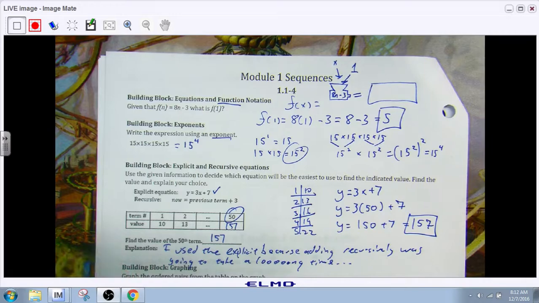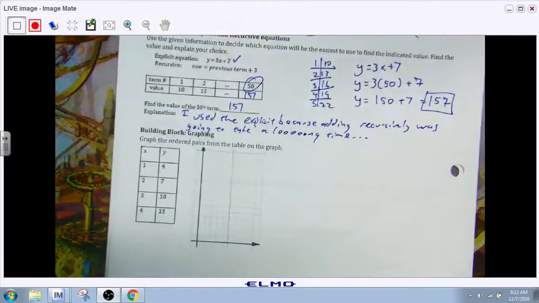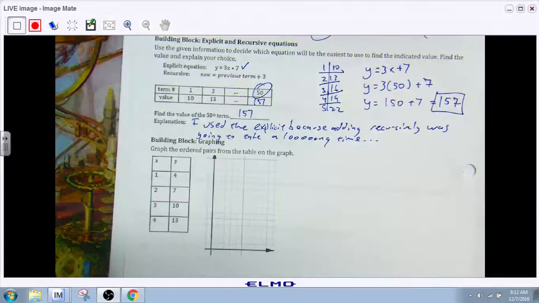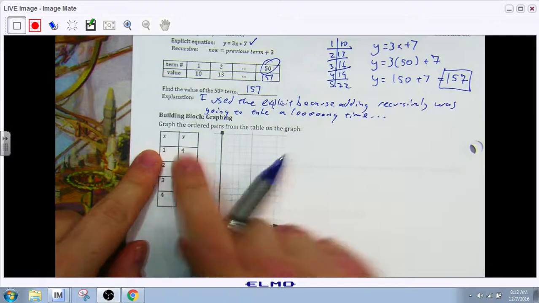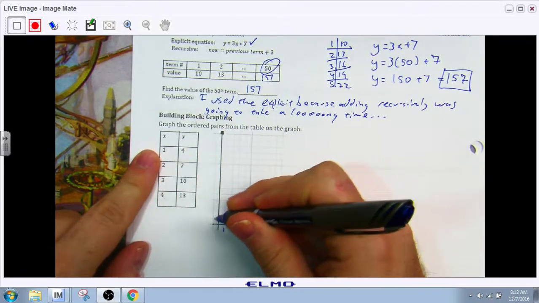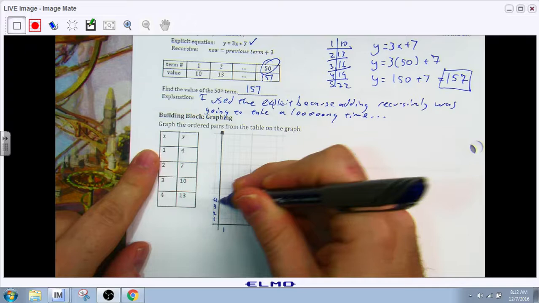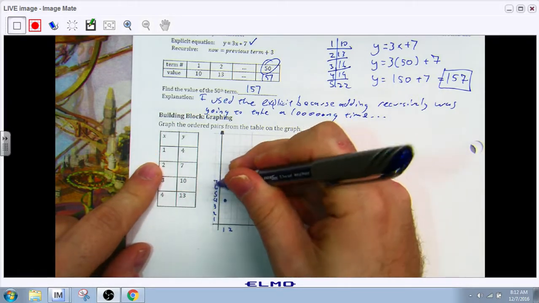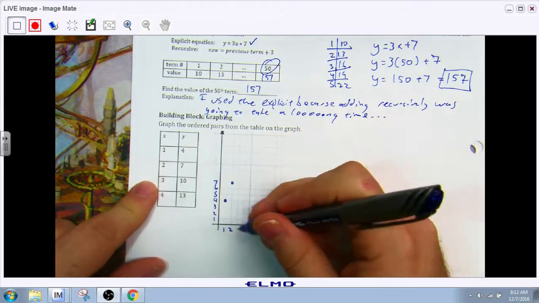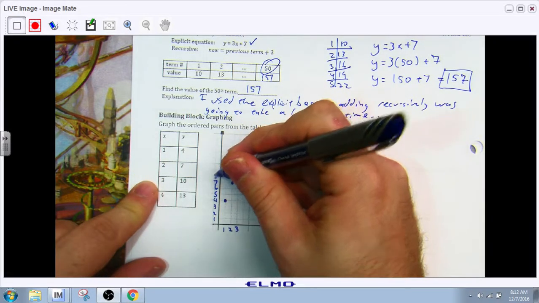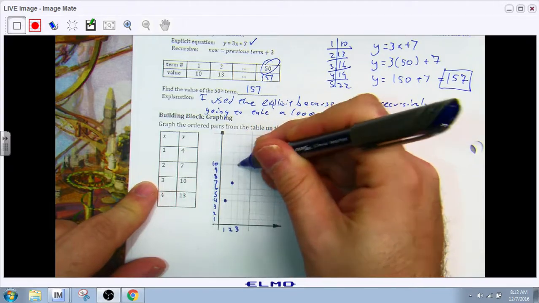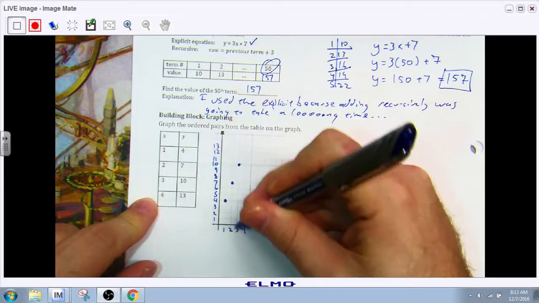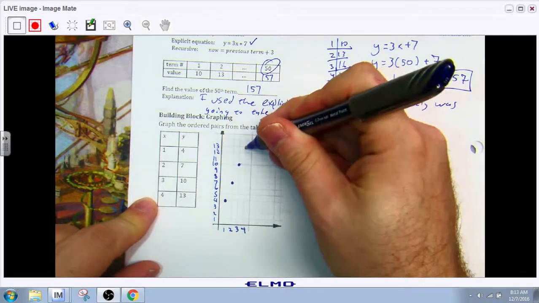All right, cool. Graphing. Graph the ordered pairs from the table on the graph. So if x is 1, y is 4. Here is 1, 1, 2, 3, 4. 2 is 7: 2, 5, 6, 7. 3 is 10: 3, 8, 9, 10. 4 is 13: 11, 12, 13. And I'm done. That's it.